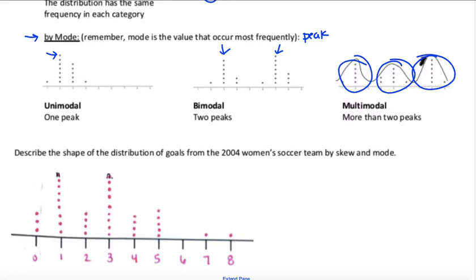So if we looked at the data that we did in our previous section, the 2004 women's soccer team, these are the number of goals they scored in each game. I've just copied that over here from last time. Can we describe this shape by skew and by mode?